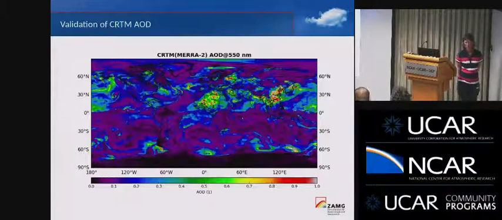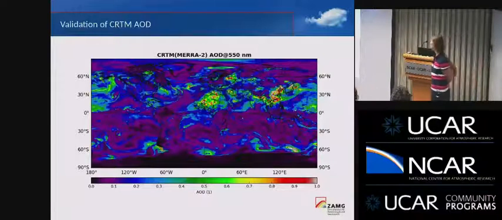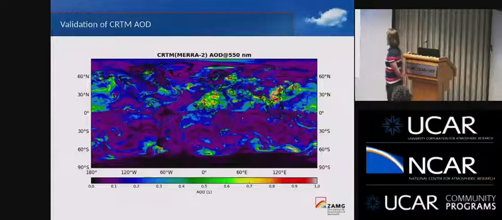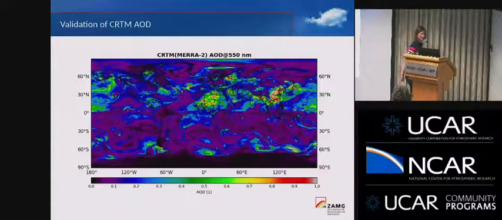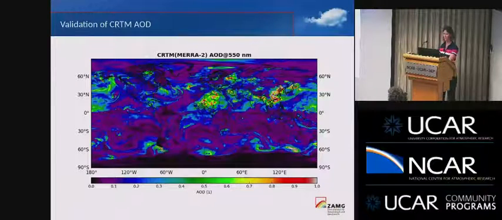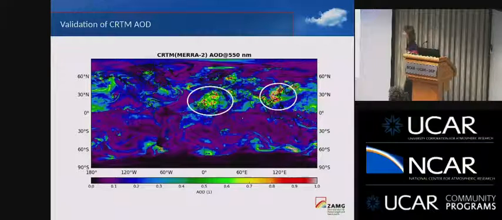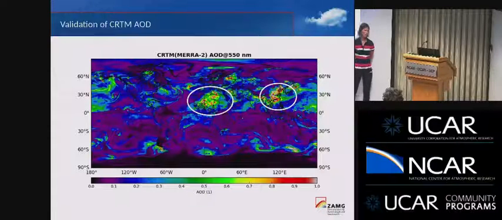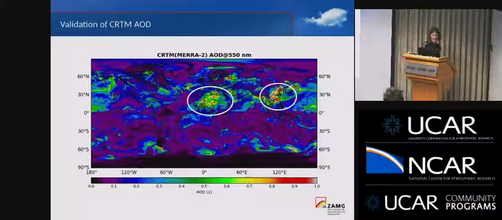This is how AOD looks like. AOD on April 17th, 2010, ranges more or less between 0 and 1. It doesn't have any dimension, this quantity. You see highly elevated values over Africa, North Africa, which is mainly related to dust aerosols. The same here in East Asia, also issues with dust.